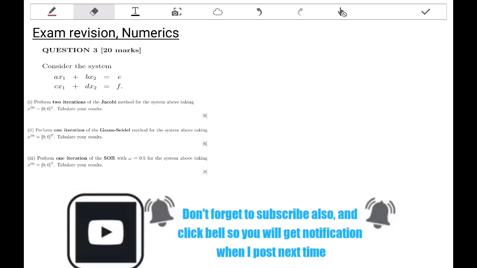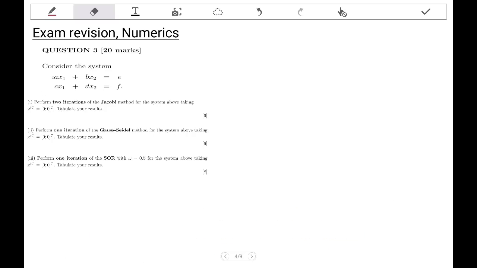It's a Jacobi and then Gaussian method. So it says that consider the system ax1 plus bx2 is equals to e, cx1 plus dx2 is equals to f. Perform 2 iterations of the Jacobi method for the system above, taking the x initial as 0 and 0. Tabulate your results. So what you have to know here is the algorithm of the Jacobi and then the algorithm of the Gaussian.